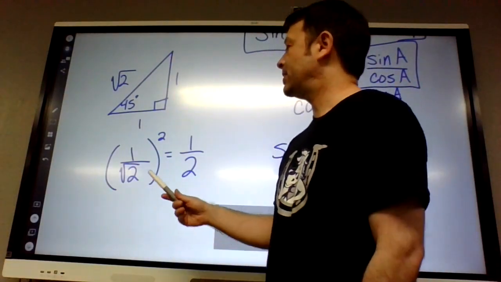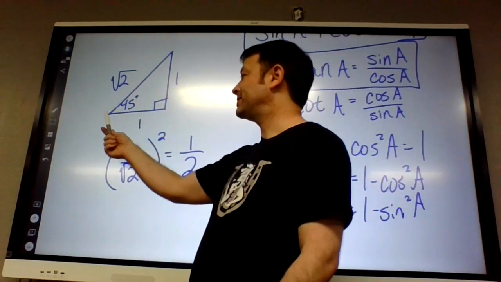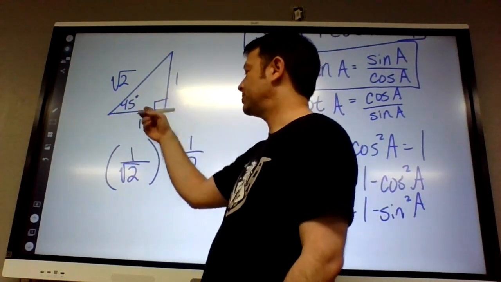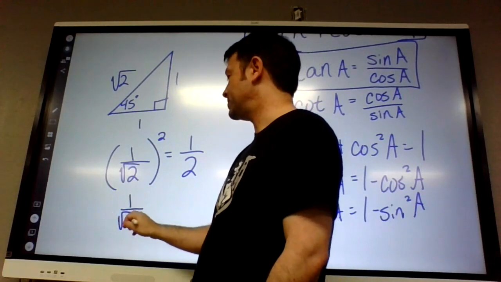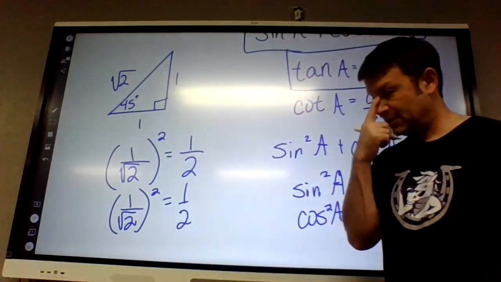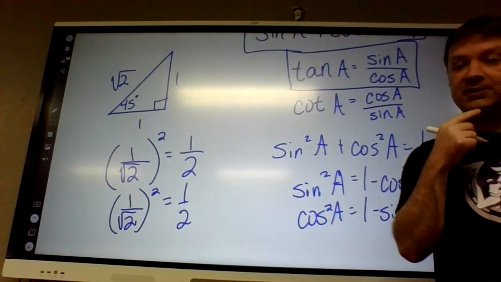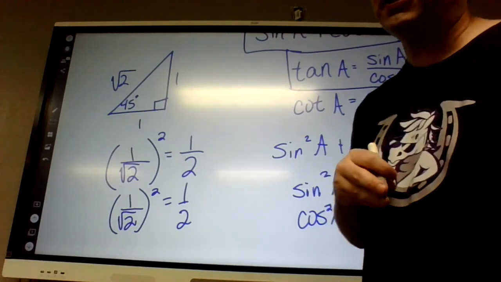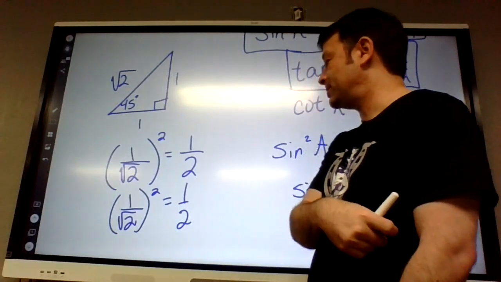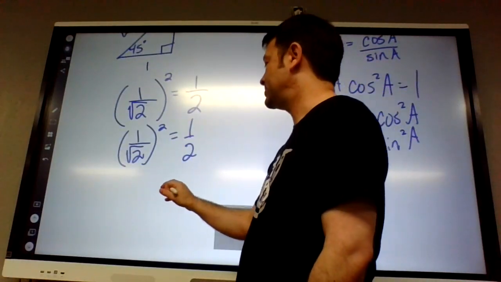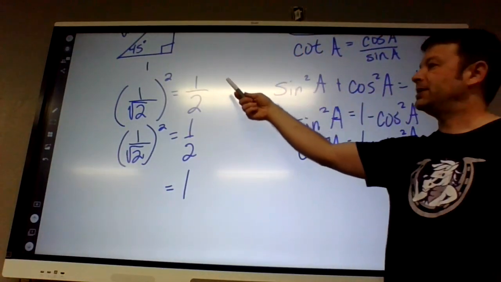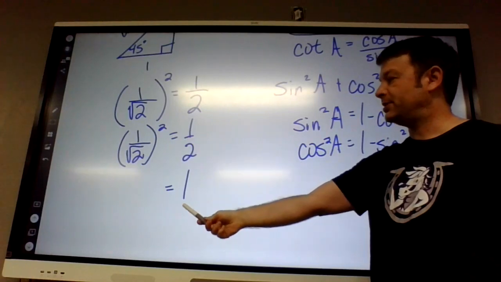Okay, what if I did cosine of 45? Cosine is adjacent 1 over hypotenuse square root of 2. So cosine, in this case at least, is the same thing. So when we square it, we get the same thing. So sine squared is 1/2, cosine squared is 1/2. So in the third box, sine squared plus cosine squared is going to equal what? 1. You guys see what they're going for here? They're trying to show you that this thing works. Sine squared plus cosine squared equals 1.